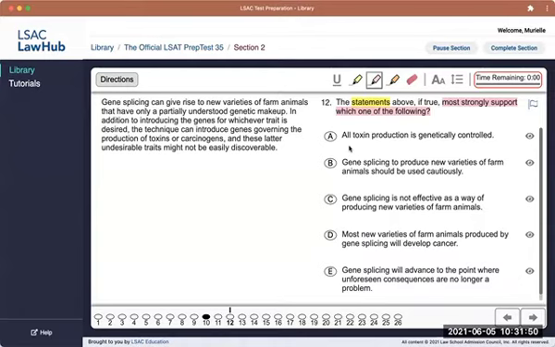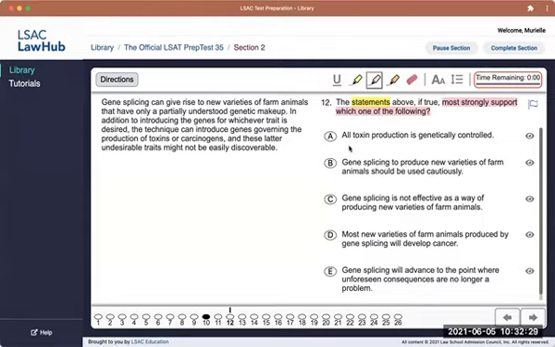Okay. Gene splicing can give rise to new varieties of farm animals that have only a partially understood genetic makeup. In addition to introducing the genes for whichever trait is desired, the technique can introduce genes governing the production of toxins or carcinogens, and these latter undesirable traits might not be easily discoverable. Okay. What can be most strongly supported?